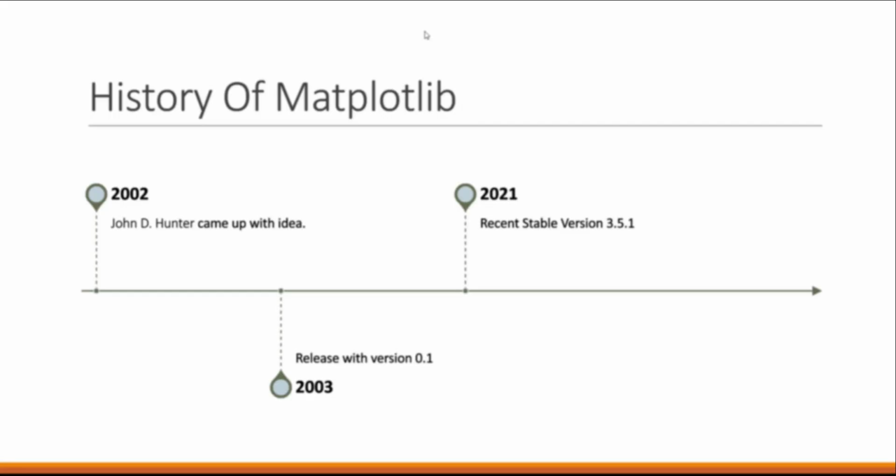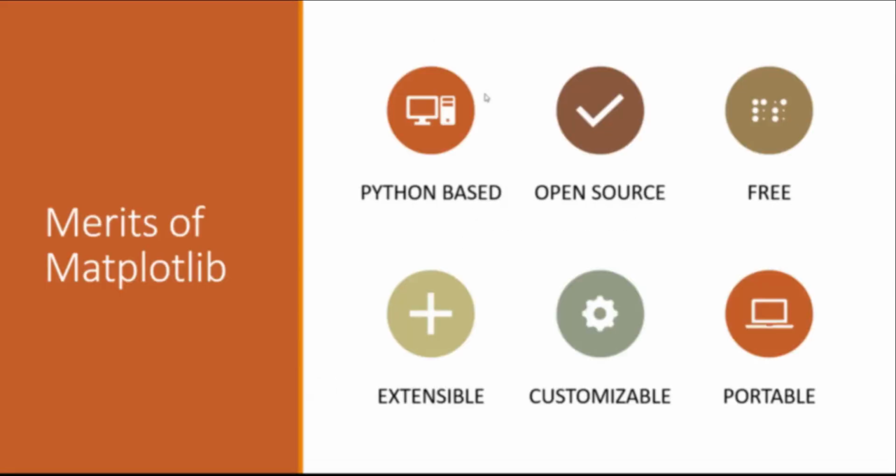John D. Hunter came up with the idea of Matplotlib in 2002 and Matplotlib is written in Python. After this, in 2003, it was released with version 0.1 and after this it was upgraded to newer versions and the most recent stable version is 3.5.1 which was released in December 2021. Moving toward its merits, the following are the merits that contribute to the success of Matplotlib. I will discuss them one by one.